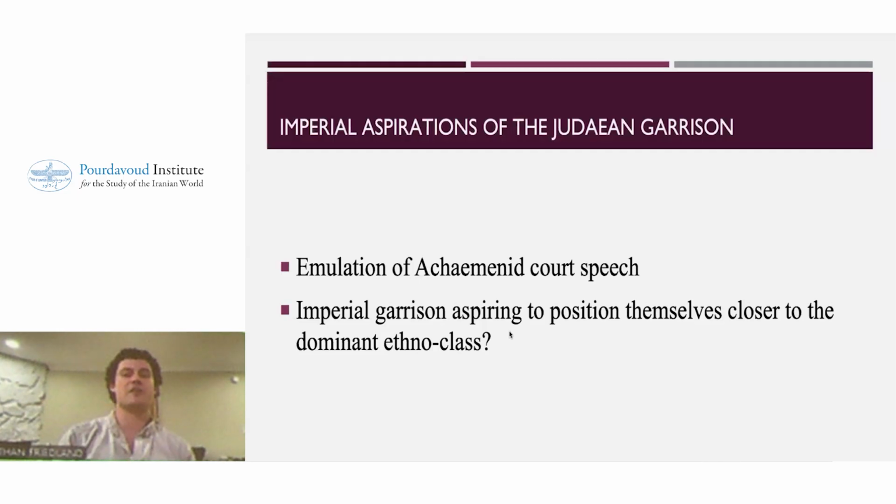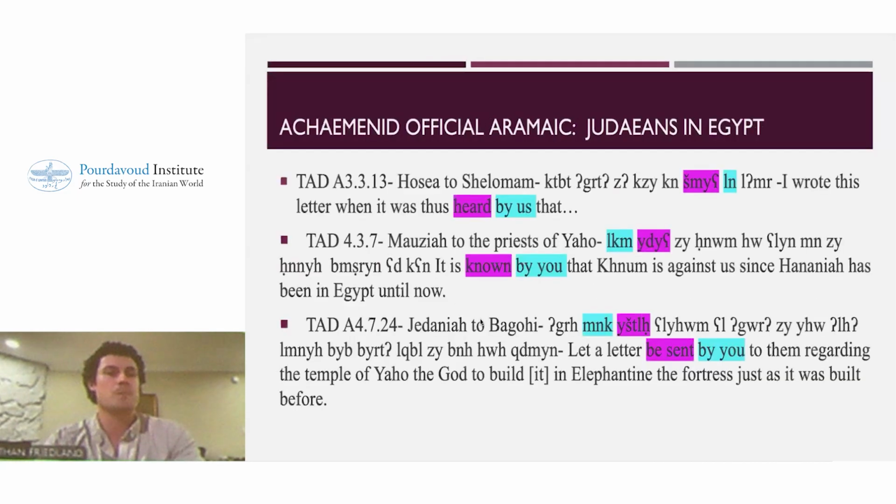Here, a forthcoming article by Tyler Jarvis, who just spoke on the imperial aspirations of the Judean garrison, will be particularly instructive, and I'm looking forward to its publication. So, looking at the letters of the Judeans at Elephantine, we find a syntax identical to that in the other letters, usually making use of a passive participle.